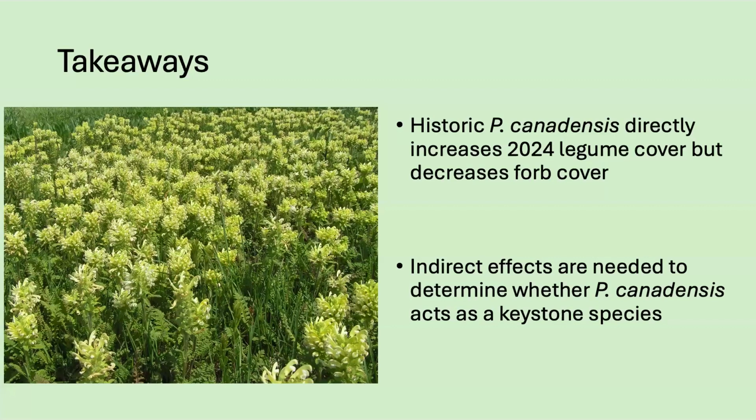So, some takeaways from all of this, starting with the keystone species model. We do have this historic Pedicularis cover leading to direct increases in 2024 legume cover, but decreases in forb cover. And I do need those indirect effects to really know for certain if it's acting as a keystone species. However, through these direct effects and the potential for a keystone species effect, Pedicularis may be useful to land managers as a means of maintaining or increasing or achieving diversity goals within their prairies.